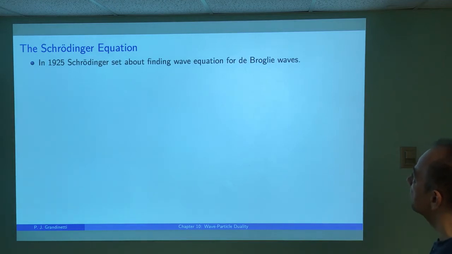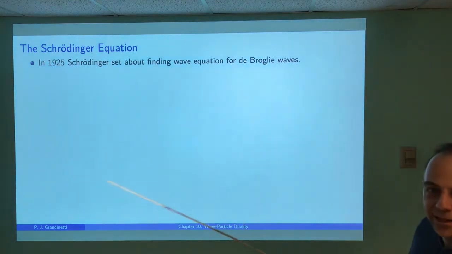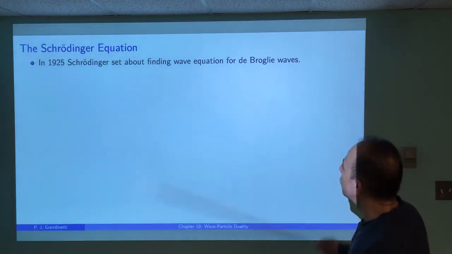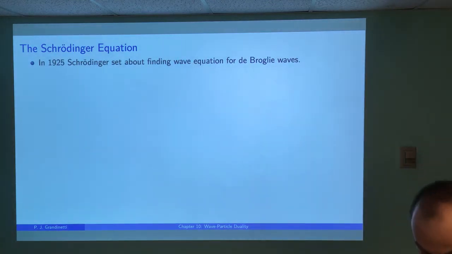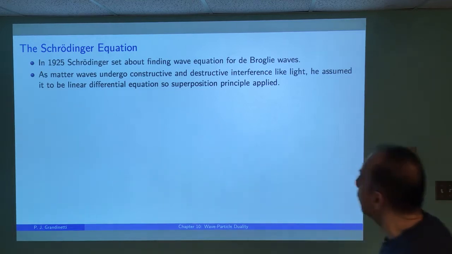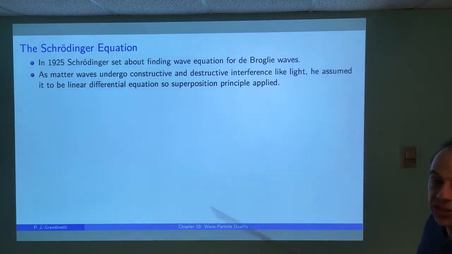So let's take a look at this derivation. Well, not really derivation, but the way it was sort of proposed. So Schrodinger set about to find this equation, and he knew that these matter waves were undergoing constructive and destructive interference just like light.